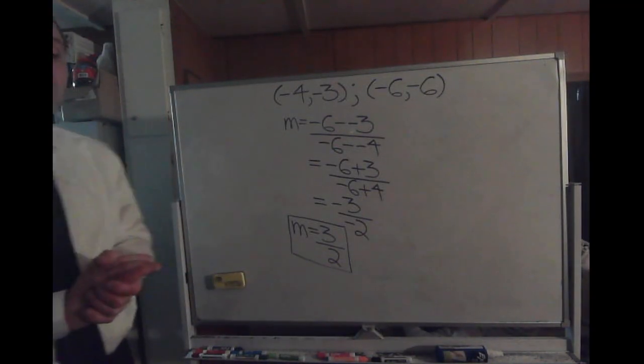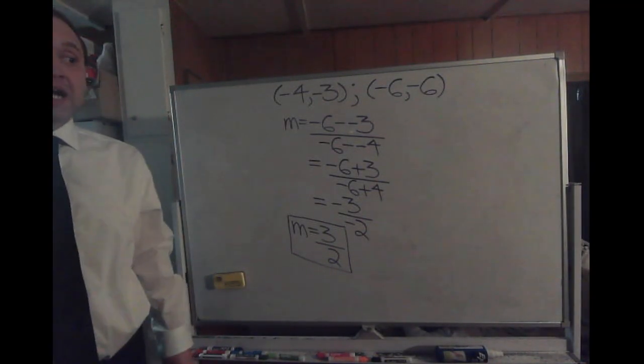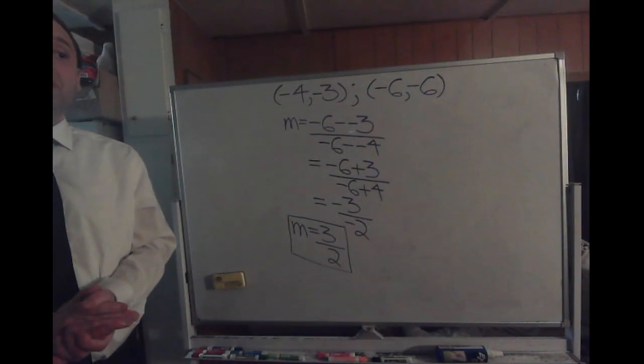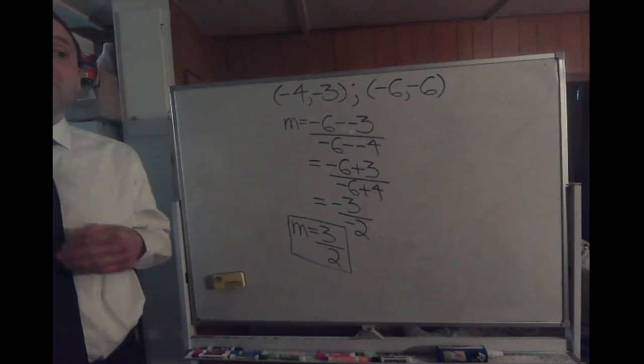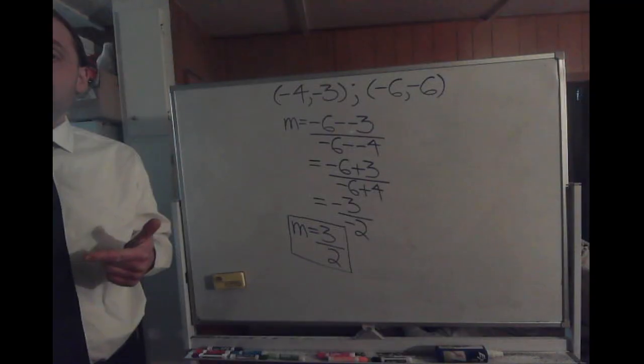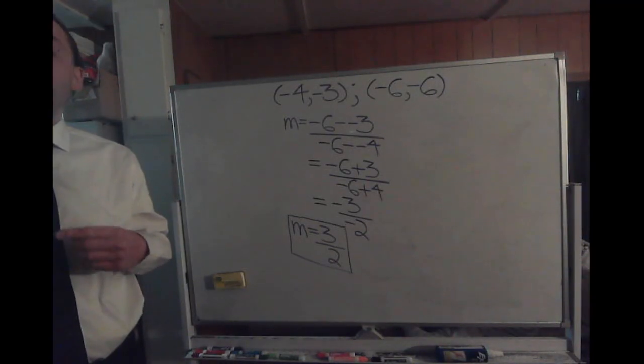So that's really it to slope of a line. In the next lesson, we're going to use the slope to determine if 2 lines are parallel to each other, perpendicular to each other, or neither.